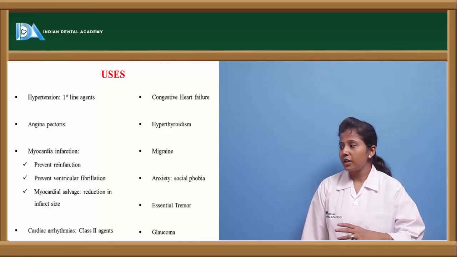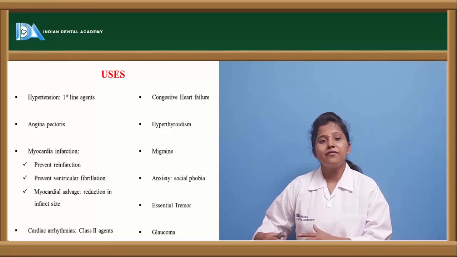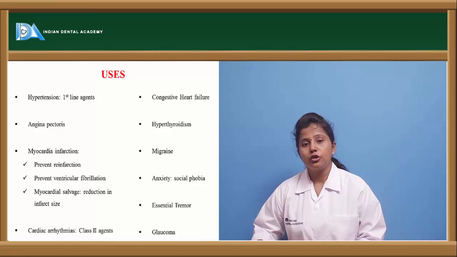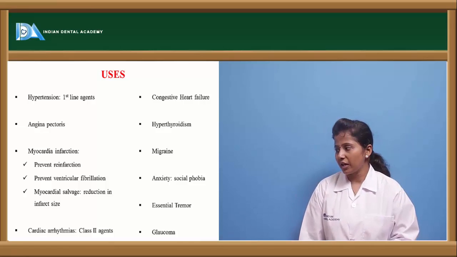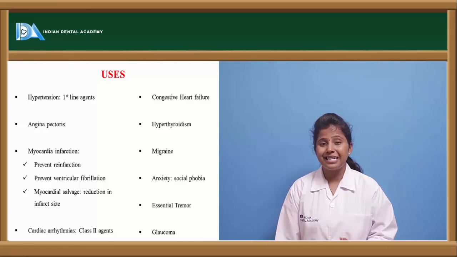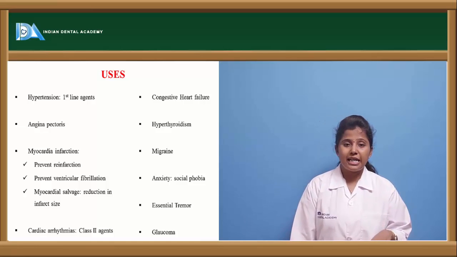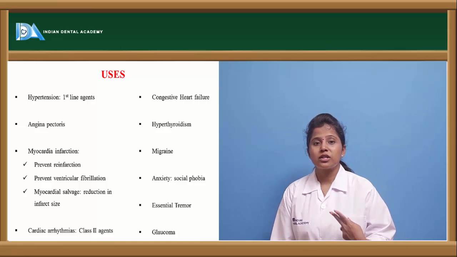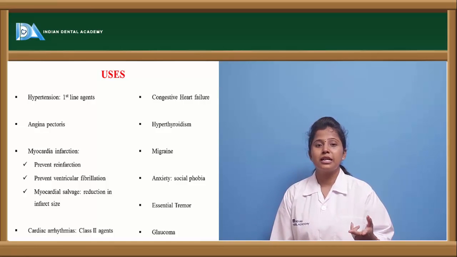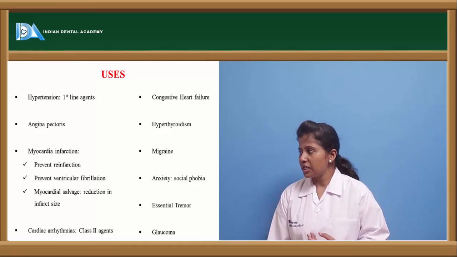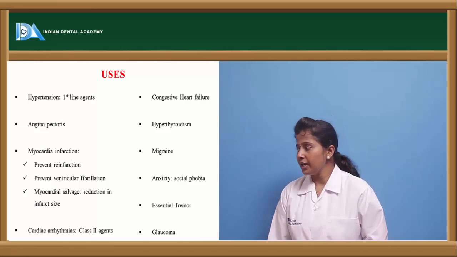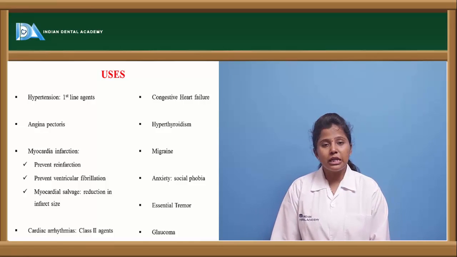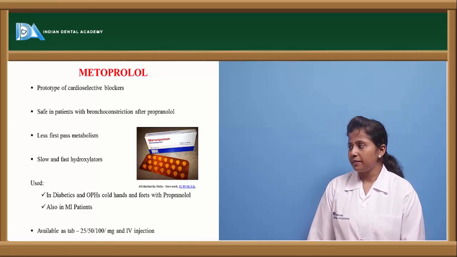It is used in myocardial infarction in order to prevent excessive fibrosis, or excessive deposition of fibrous tissue in the cardiac tissue. It is also used in cardiac arrhythmias as a class 2 drug. Cardiac antiarrhythmic drugs are classified as class 1, 2, 3 and 4, and class 2 drugs are beta receptor antagonists. It is mostly recommended to treat arrhythmia and congestive heart failure, hyperthyroidism, migraine, anxiety conditions, essential tremor as well as glaucoma. In all these conditions, propranolol is recommended.